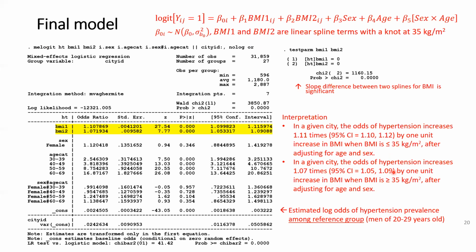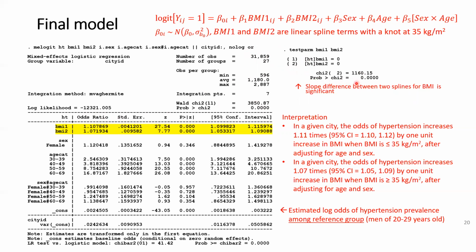Then we move on to the final model. This is a model we fit. And well, this is the output again. This is the total number of observations from 27 cities. And this is what we wanted to know because we were interested in the association between BMI and hypertension. And well, I did a test to see if these two slopes are the same.